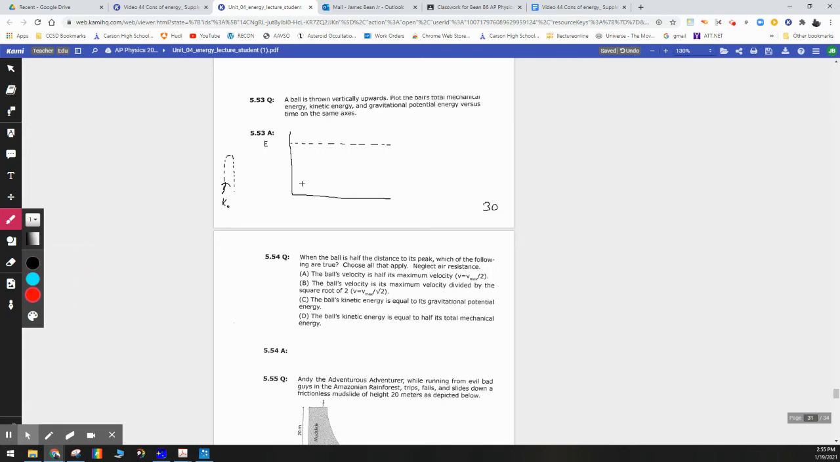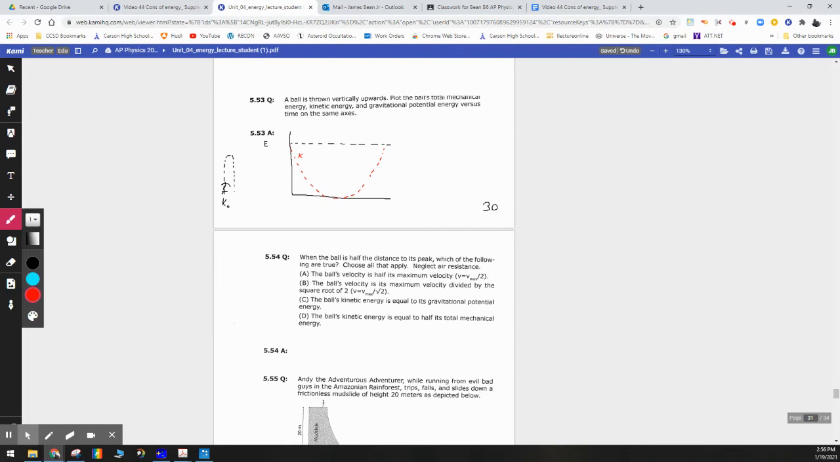So as a ball is thrown up in the air, it begins to lose kinetic energy, transferring to potential. At the very top, it has no kinetic energy. Then on the way back down, it begins to gain kinetic energy. So it should be something kind of like this, kind of a parabola like this here, right? Up like this here, and we'll kind of go like this. All right, so this is going to be kinetic energy. So K is for kinetic energy.